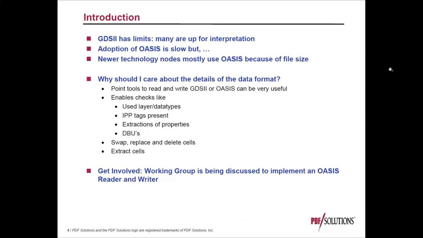Are IPP tags there or not? I might want to extract certain attributes or properties of a GDS or OASIS file. I want to verify that DPU settings are correct. Maybe swap, replace, or delete cells within a GDS or OASIS file, or extract cells.